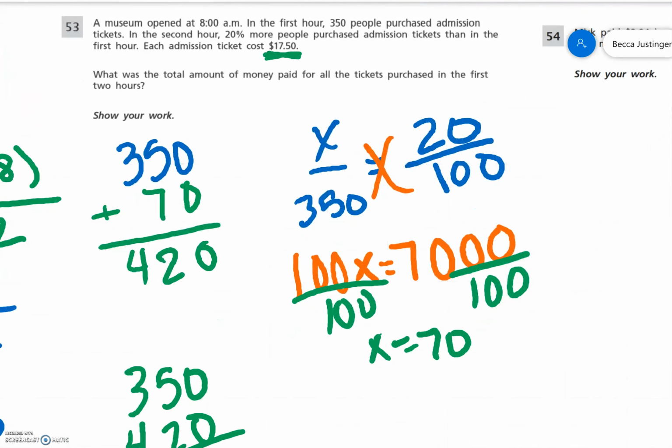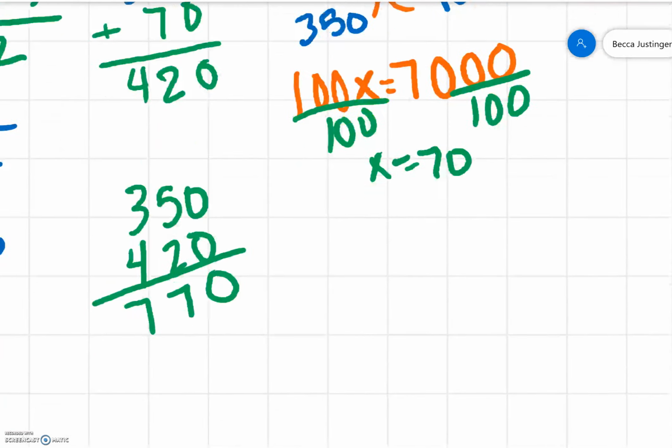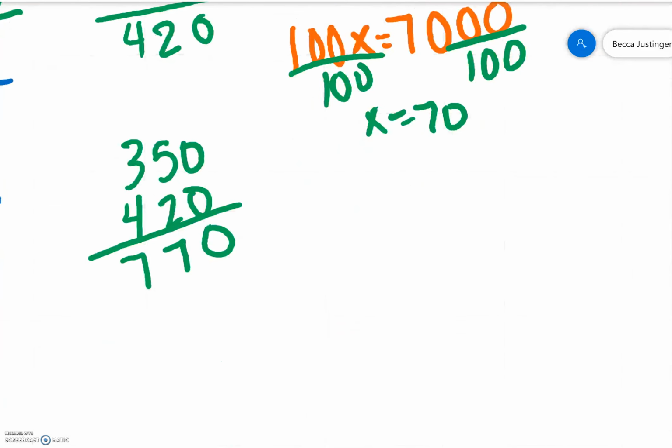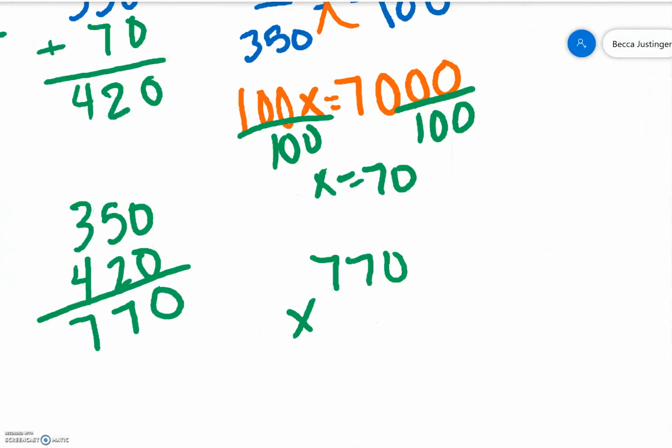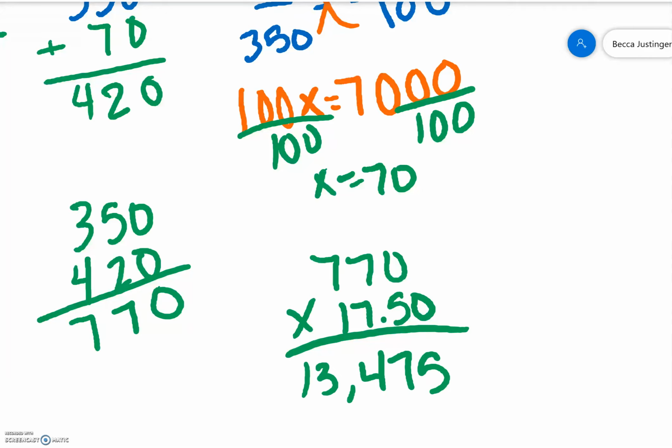Each ticket cost $17.50, so to find the total amount of money they made, we're going to take that 770 and multiply it by the price of a ticket. So times $17.50. Get out my calculator. So they made $13,475,000. Sorry, let me try it one more time. $13,475. There we go.